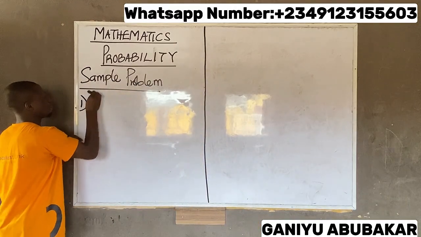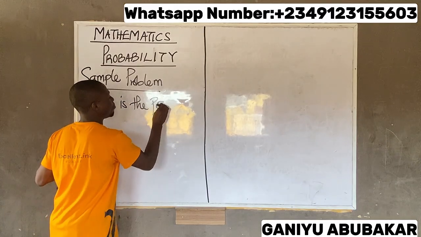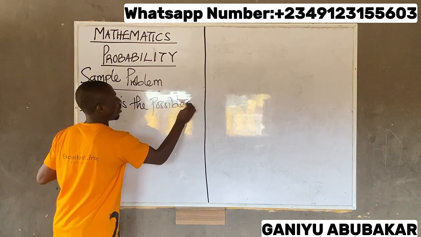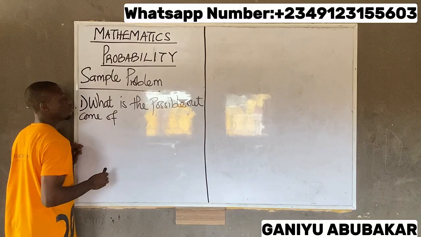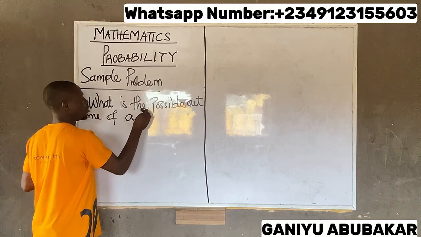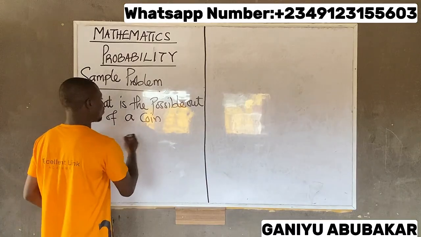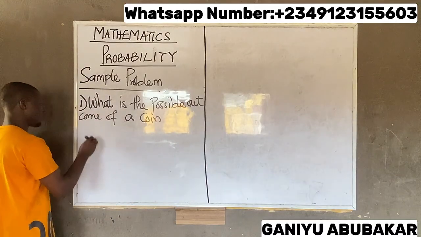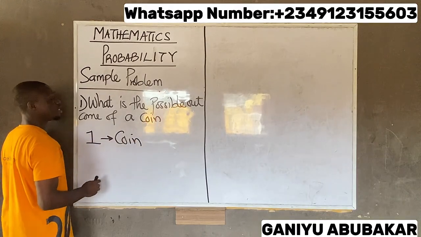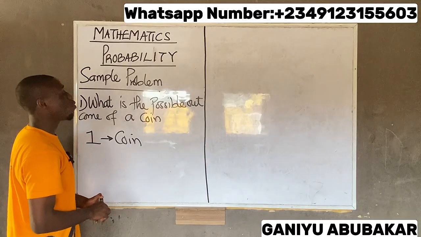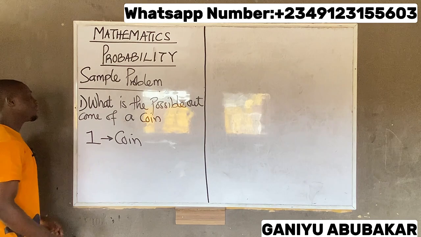What is the possible outcome of throwing a coin? Now, if I have a coin, that's one coin. For one coin, what is it? I didn't say what's the probability. I asked what's the possible outcome. That is the sample space of our probability.